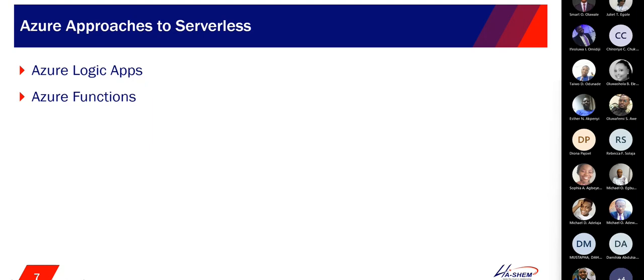So how does Azure approach serverless? Azure provides you different ways to create a serverless architecture. We have Azure Logic Apps, right? Azure Logic Apps are basically like your Power Automate. It's a design first approach. You have the drag and drop feature, and you have one trigger and several steps of actions that you want to perform when that flow or that logic app is triggered.